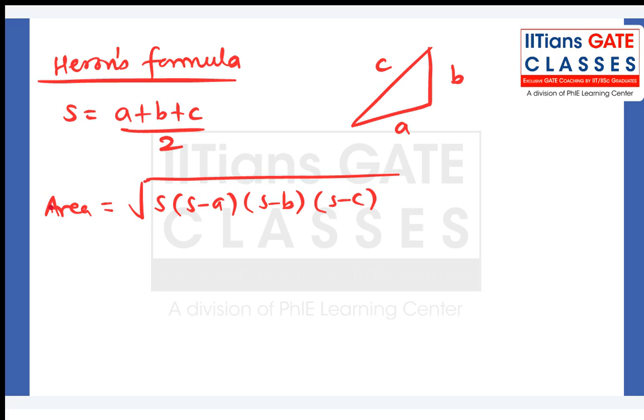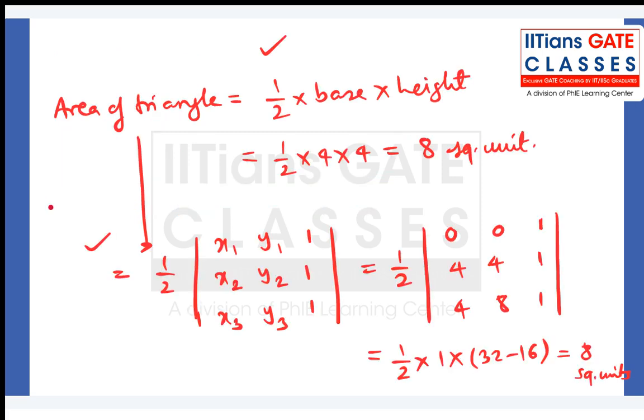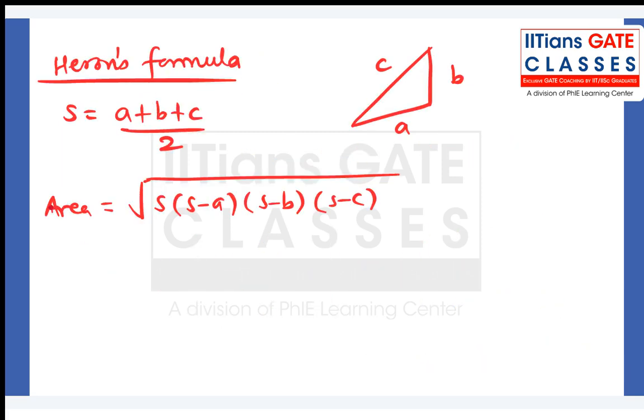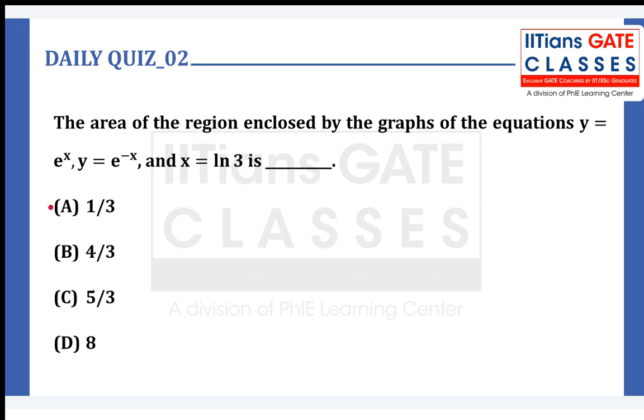You can solve this given problem also using this Heron's formula, but first you need to find the length of the sides. Okay, so you can take that as homework also. And in that, the answer should be 8 only. Any which way you do, the answer should be 8. Okay. So now let's move on to the next question.